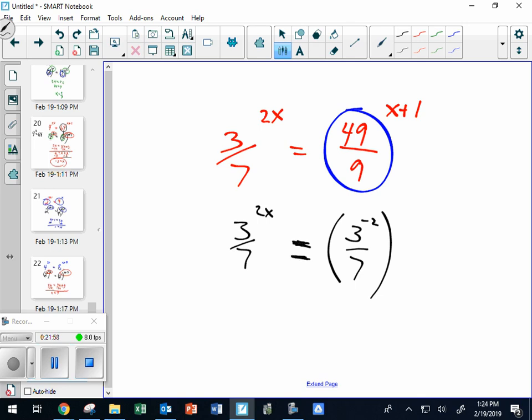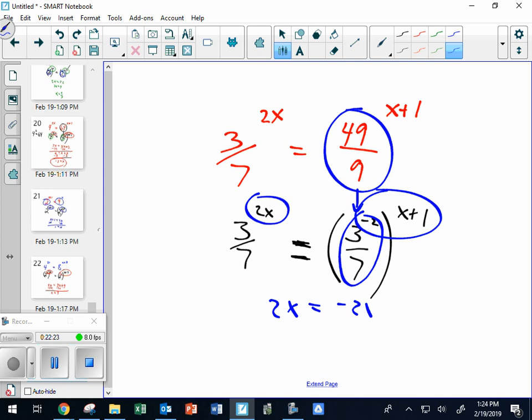So this equals that, and then I need the x plus 1 still. The key substitution, if you missed this, was that had to be replaced with that. Why? Because when you square it, you make 9/49. And then the negative makes it flip over. So now it's just 2x equals negative 2x plus 1. Oh, I just didn't distribute it there by accident, but I caught it. Negative 2. And then I'm going to subtract 2x from both sides.